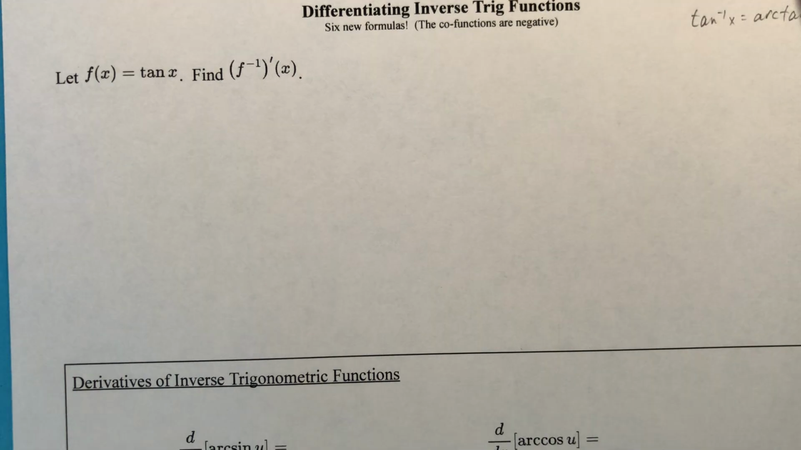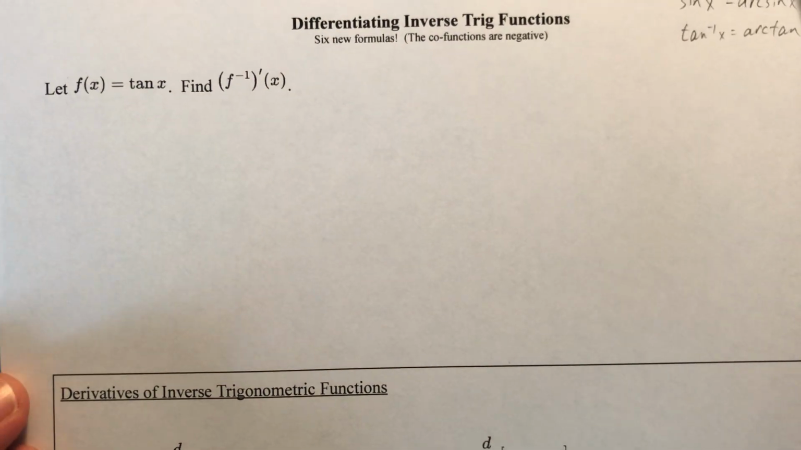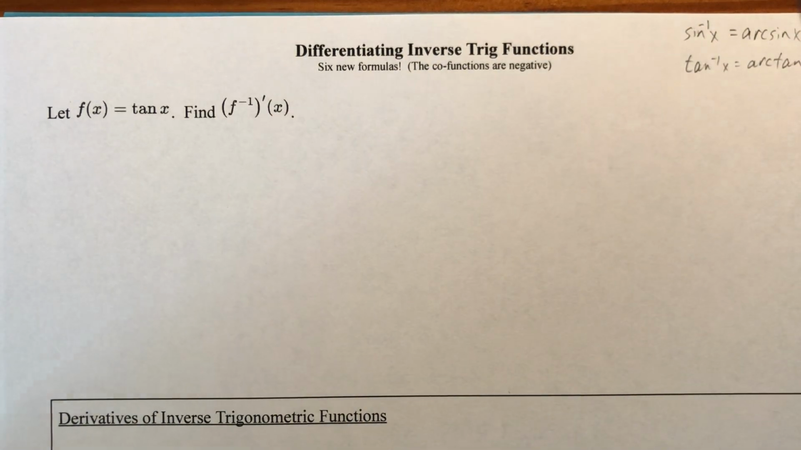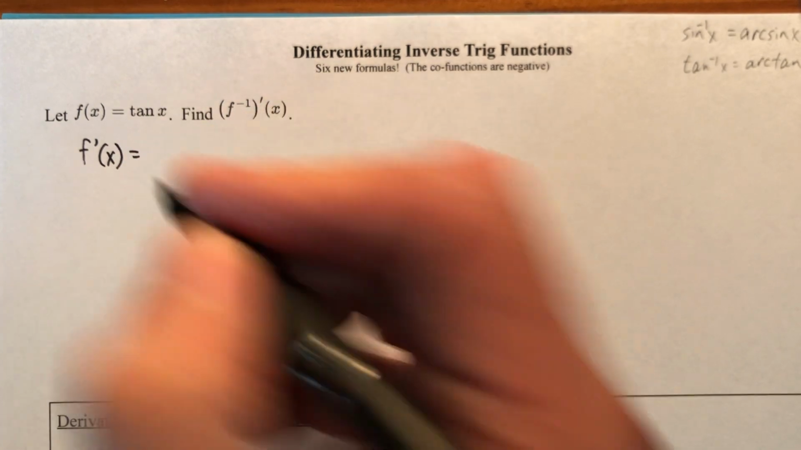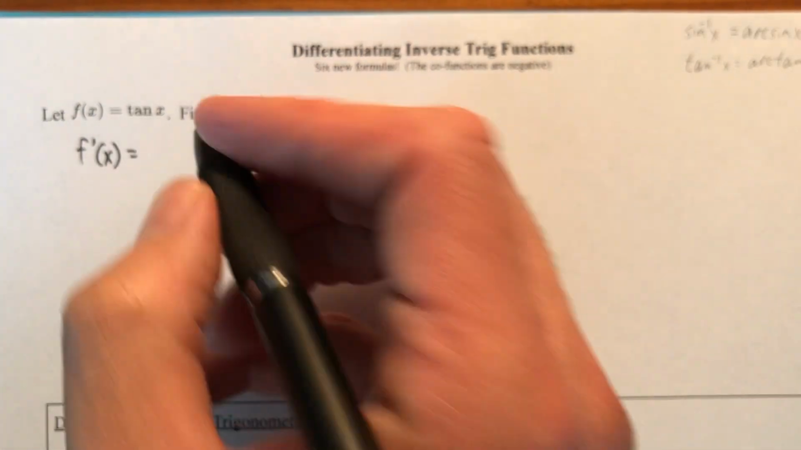All right. f equals tangent of x, find f inverse prime of x. What in the world? Let's just start writing a whole bunch of stuff, okay? I'm just writing things. Here goes. I know the derivative of tangent. Yay, good for me. The derivative of tangent is, do you remember it? Secant squared.